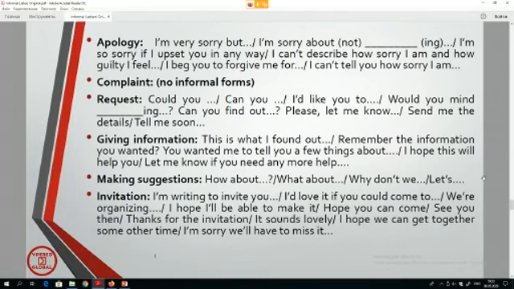If you want to invite someone, like it was in our assignment, you should use such phrases as: I'm writing to invite you. I'd love it if you could come too. We are organizing. I hope I'll be able to make it. Hope you can come. See you then. Thanks for the invitation. It sounds lovely. I hope we can get together some other time. I'm sorry we'll have to miss it.